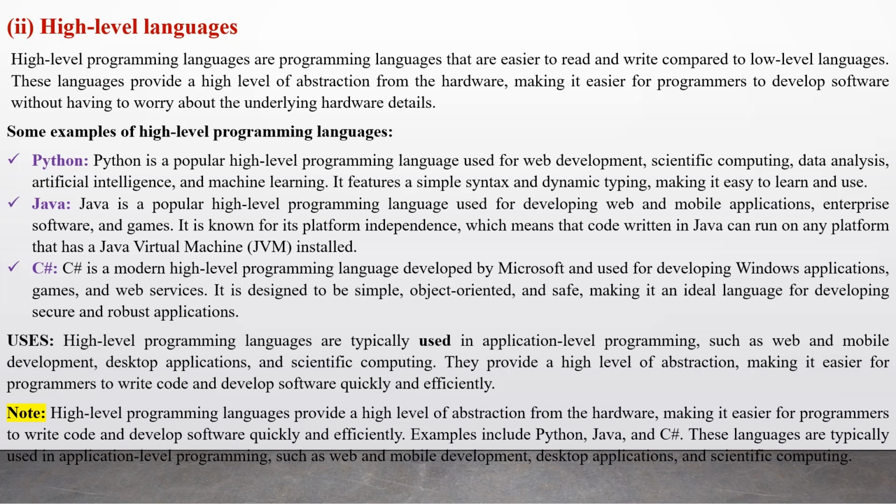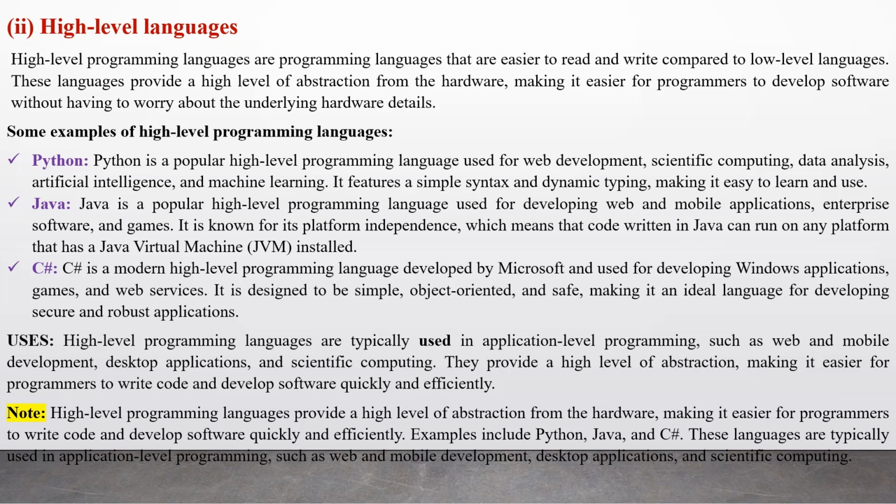C#. C# is a modern high-level programming language developed by Microsoft and used for developing Windows applications, games, and web services. It is designed to be simple, object-oriented, and safe, making it an ideal language for developing secure and robust applications.